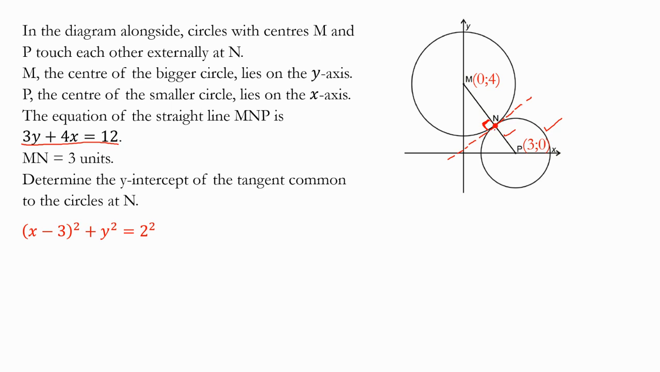You see that? So this is the equation of the circle with center P, and then we have the equation of the line MNP. Let's solve these two simultaneously, and then after that we're going to find the coordinates of N, and then the gradient of MNP. From the gradient of MNP, we're going to find the gradient of the tangent, and then with the gradient of the tangent and the coordinates of N, we're going to find the equation of the tangent.